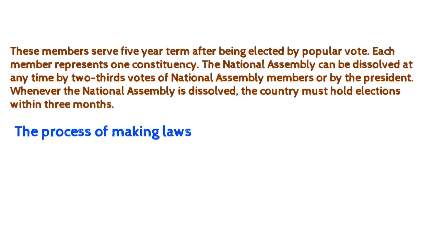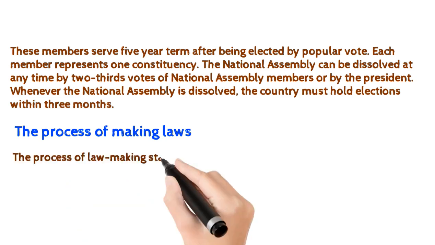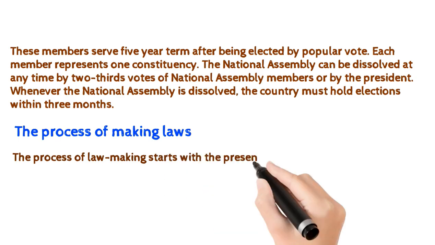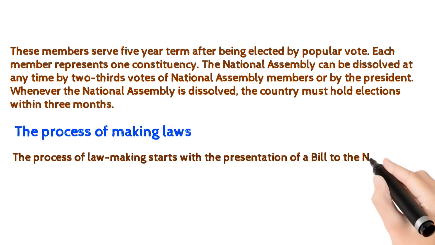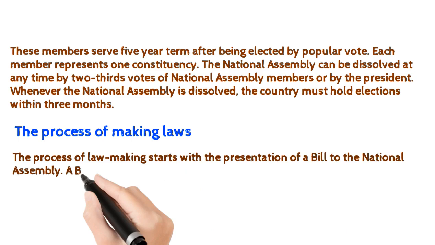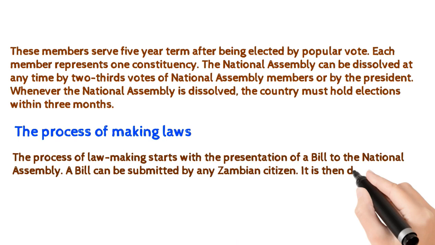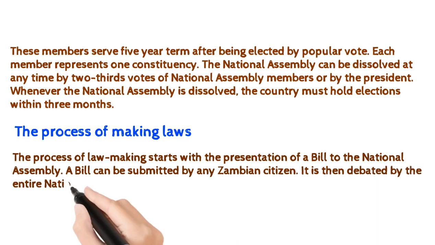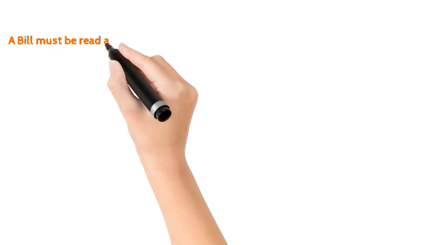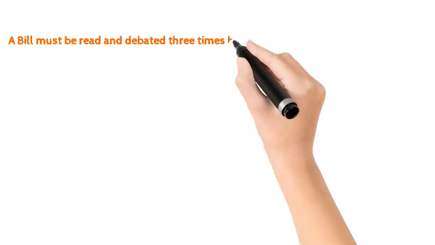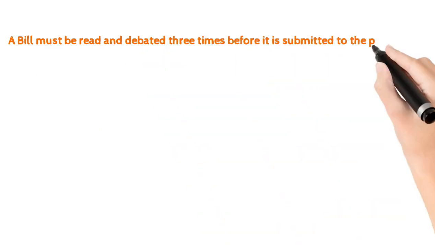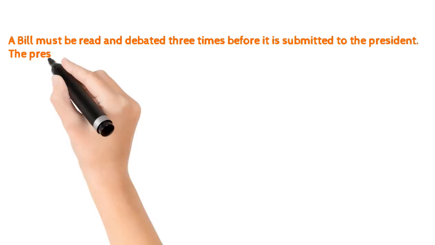The process of lawmaking. The process of lawmaking starts with the presentation of a bill to the National Assembly. A bill can be submitted by any Zambian citizen. It is then debated by the entire National Assembly. A bill must be read and debated 3 times before it can be submitted to the President.